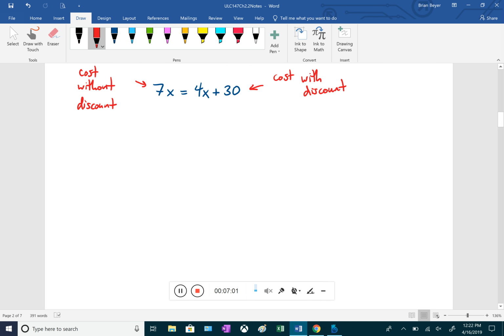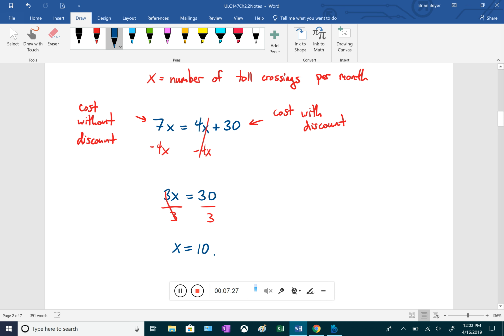And it's going to be 7x minus 4x, or 7x equals 4x plus 30. So we're going to subtract 4x on both sides. And we get 7x minus 4x is 3x equals 30. Divide both sides by 3. And we get x equals 30 over 3. So x equals 10.